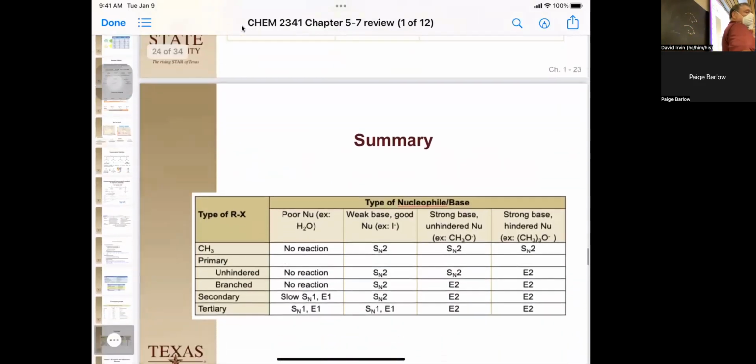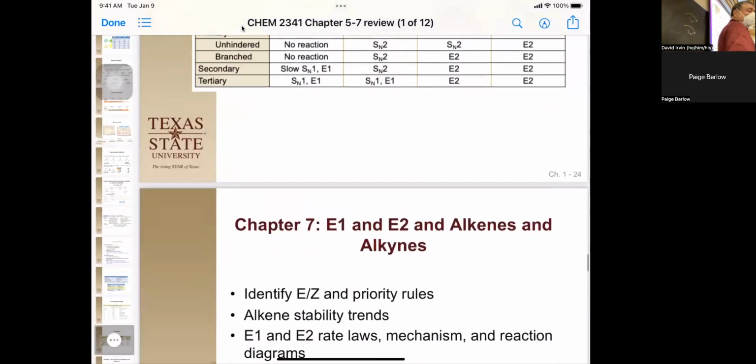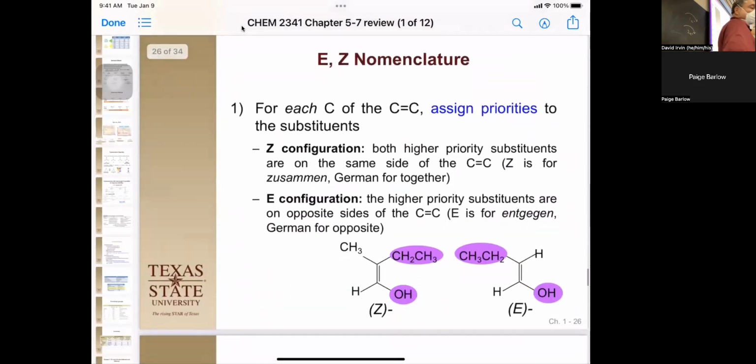Because we're going to move on to chapter 7, then there's the compare and contrast. This should actually be at the very end. I'll move it. Now, technically, chapter 7 is the E1 and E2 and reactions of alkenes and alkynes, which we just finished today. So these are the different rules that are on the sheet, and I'm starting to fill these out right now.